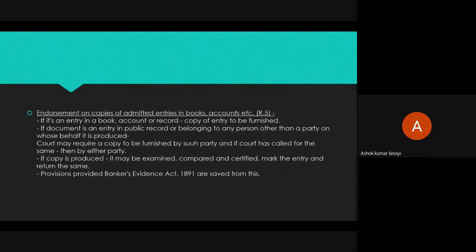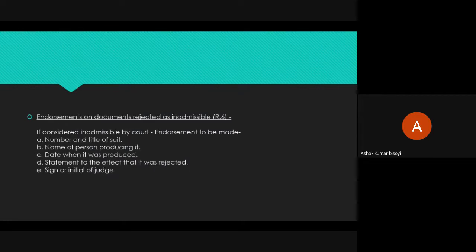ଯାହାକୁ produce କରାଇ, ଯିଏ produce କରିଛି ତାକୁ ଯଦି public record ହେଇଥିବ ତାହେଲେ to such public office ଯୋଉଠୁ ସେଟା ଆସିଥିଲା, it will be returned to that public office. Next is if it is rejected.